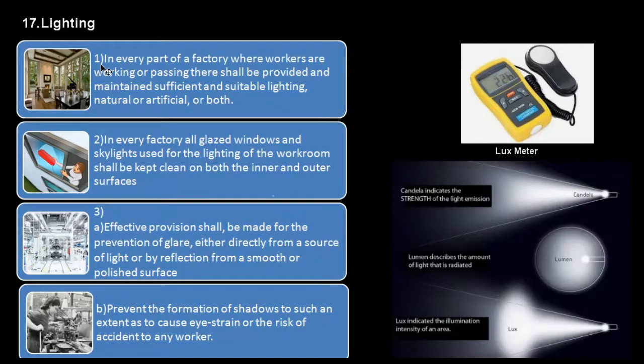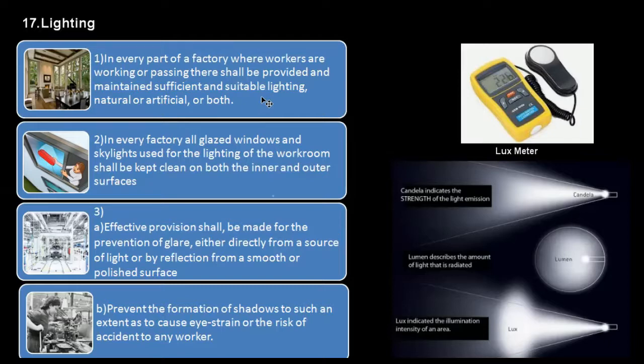So the first subsection says that in every part of a factory where workers are working or passing, there shall be provided and maintained sufficient and suitable lighting, natural, artificial, or both. Which means that in a room in a factory where a worker is passing or working, arrangement shall be made using natural light. Natural light is something which we get from sun or moon. Artificial light is what we get from a bulb, tube light, or any other focus, which we place in a workroom or shop floor. So arrangement shall be made such that there is a sufficient amount of light for that worker to work.